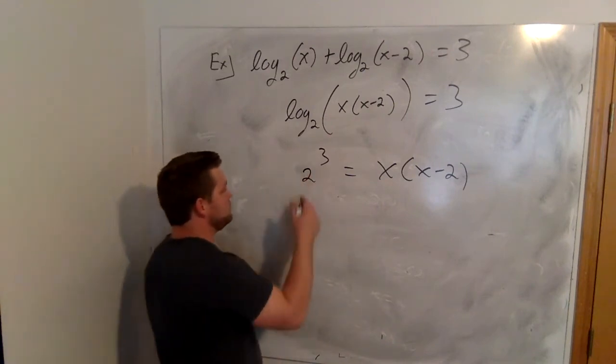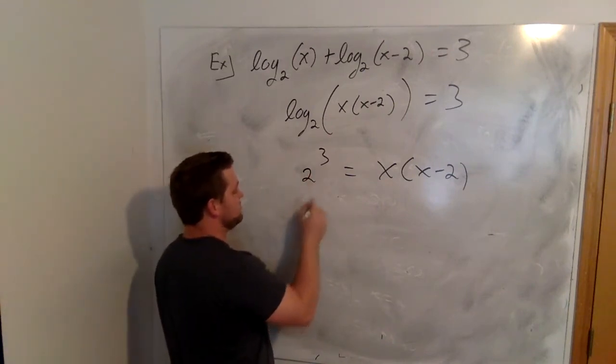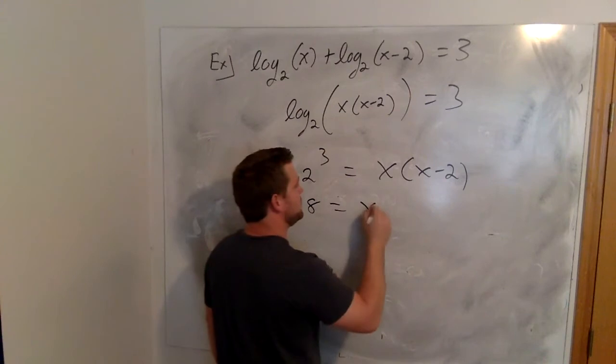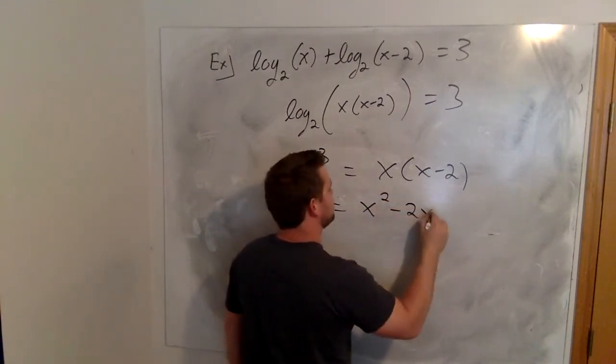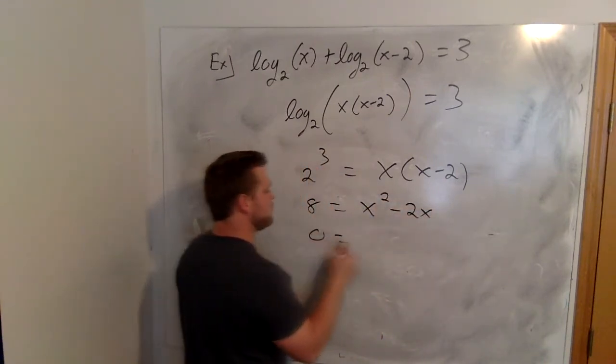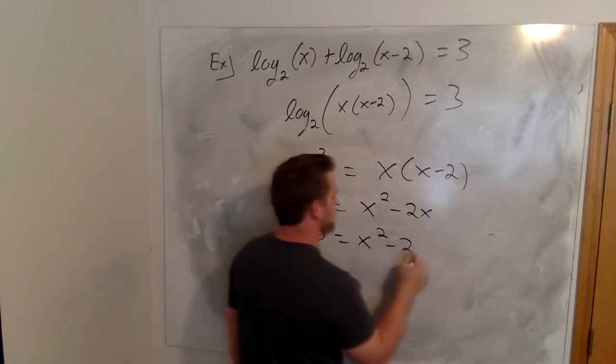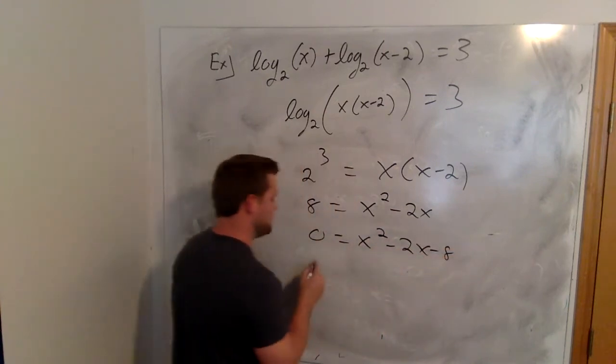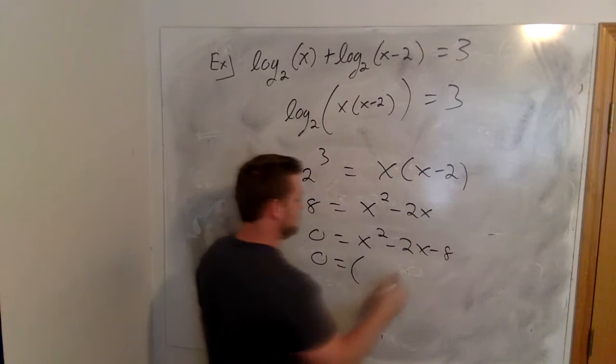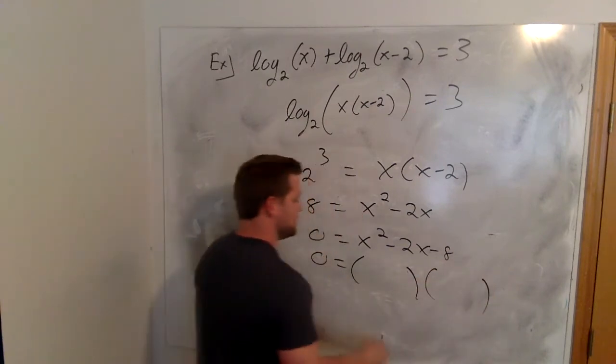Okay, so what is 2 cubed? 2 cubed is 8, so 8 will be equal to x squared minus 2x. Subtract 8 from both sides. x squared minus 2x minus 8 will be equal to 0.